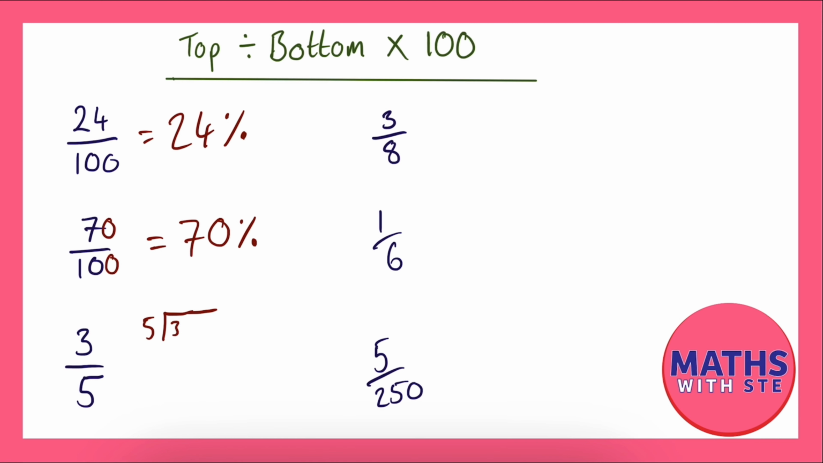Okay, so how many times does 5 go into 3? 0 times. Put a point, 0, put your 3 there. How many times does 5 go into 30? It goes in 6 times. Now, if I times that by 100, I'll do it like this, 0.6 times 100. All I need to do is move this decimal once, twice, which is 60. So therefore, the answer is 60%.